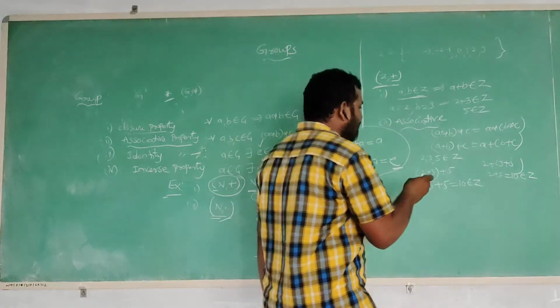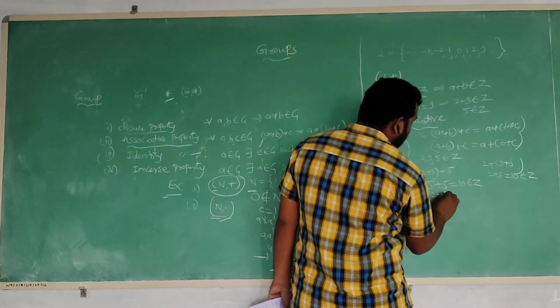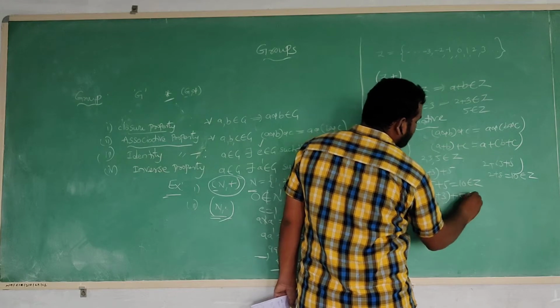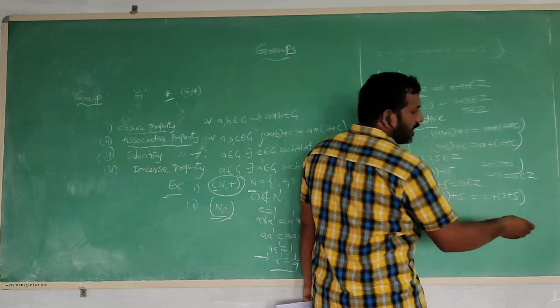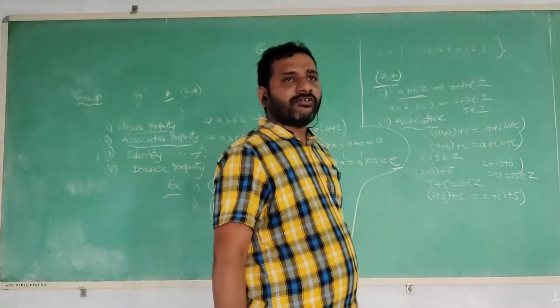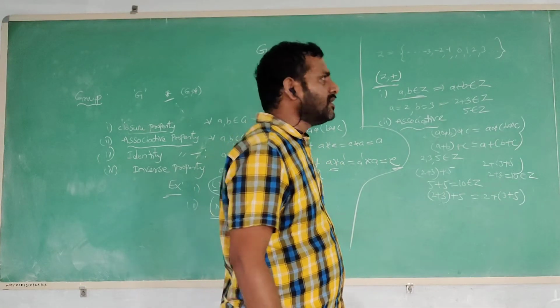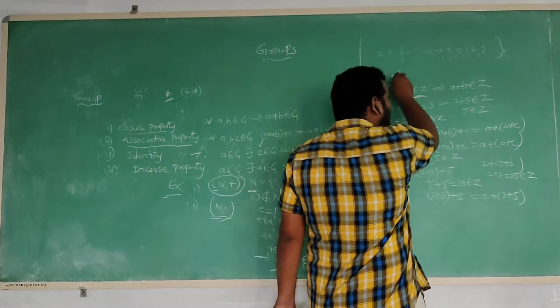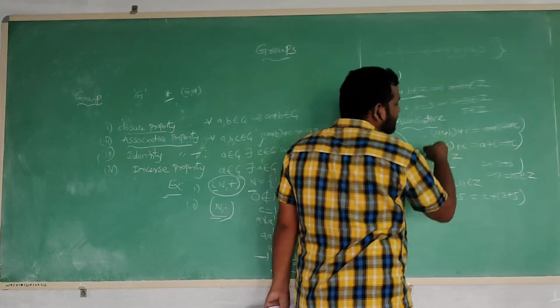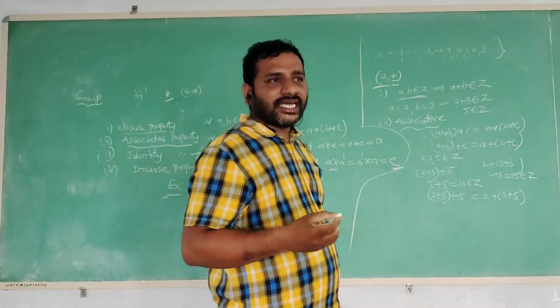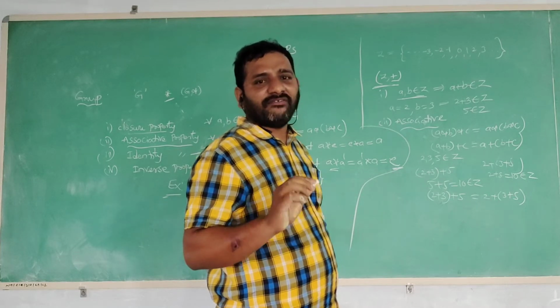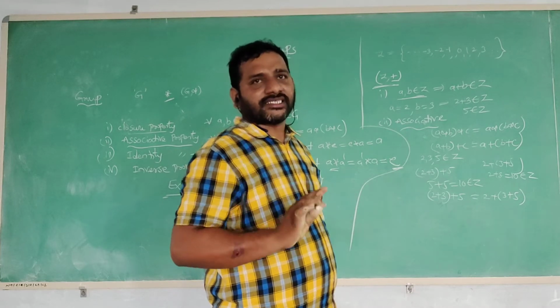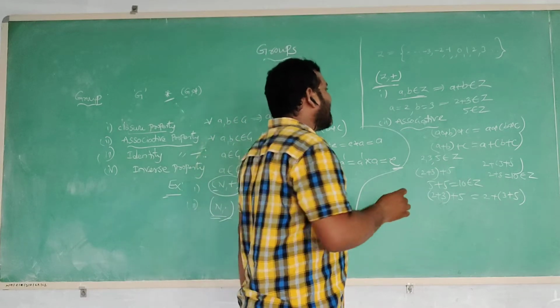Therefore, we can say that (2 plus 3) plus 5 equals 2 plus (3 plus 5), for any elements 2, 3, 5 belonging to Z. That's why, for any element in Z, the associative property is satisfied. So Z satisfies the associative property with respect to the operation plus. Next, the third one.